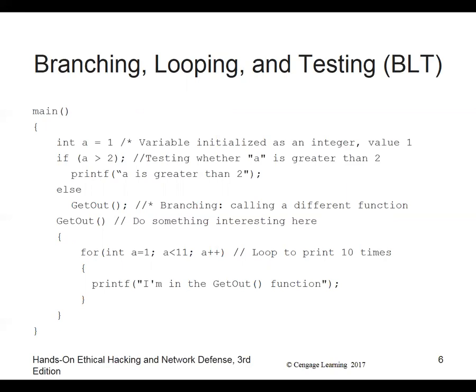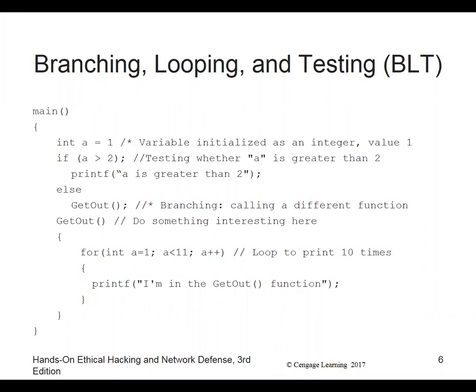First of all, you see how we got comments on the side there? Those help us understand what they're doing. So we're assigning 1 to an integer A, then we're checking, is A greater than 2? That's what's called a relational operator. Then if it is, print A is greater than 2, or else get out of here.